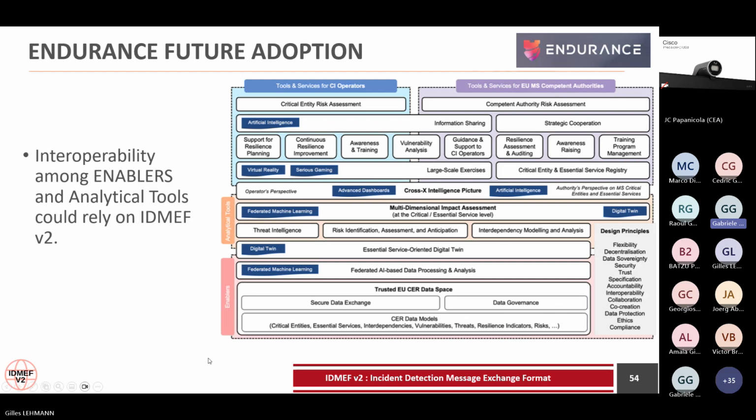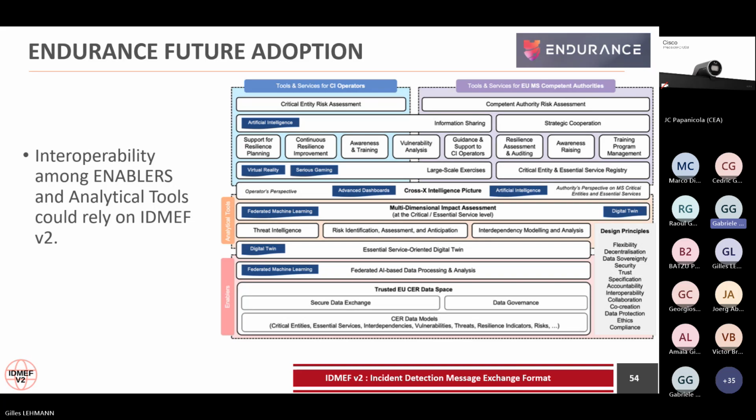Okay, so I'm going to conclude my presentation with the Endurance future adoption. Endurance is a research project that started at the end of 2024. Here, as you can see, is depicted the Endurance logical architecture, where there are three main layers. One is related to the enablers. Enablers are the elements on which such a framework leverages. We have three main pillars.